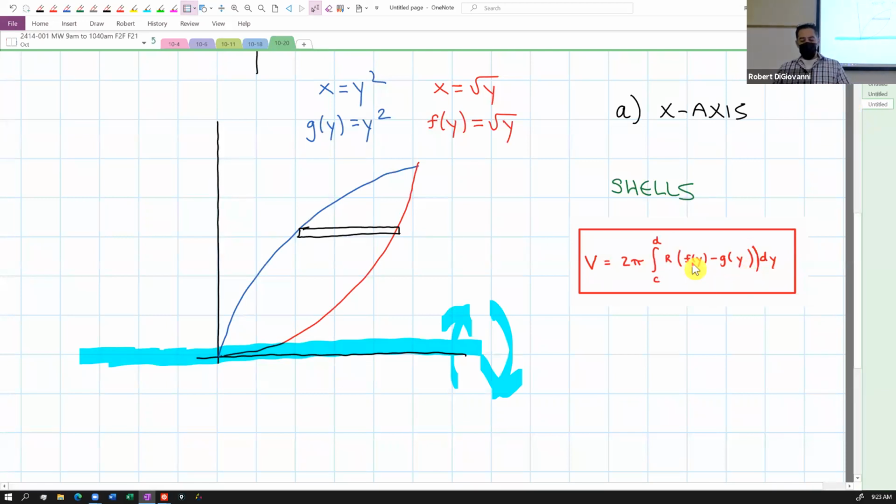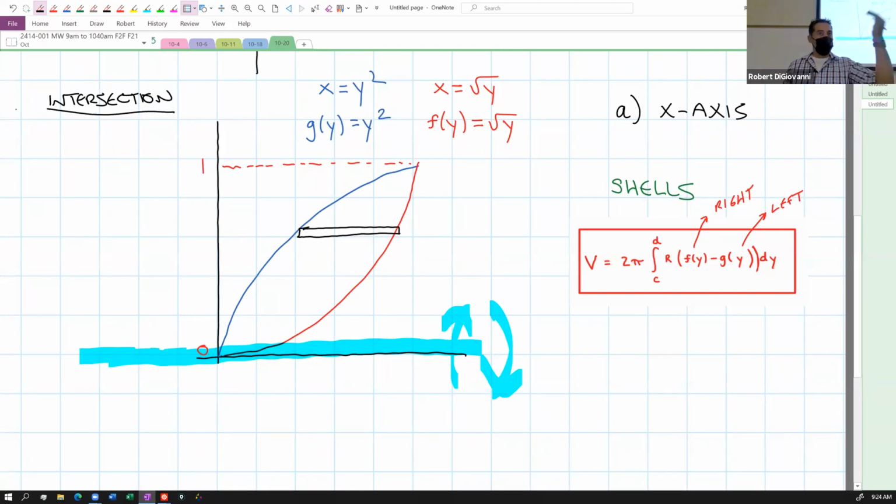Okay, so I know this is the function that's on the right side. This is the one that's on the left. And then let's get C and D. Do we know C and D? Those are going to be y values, not x values. So 0 here and 1 here. Now, if you didn't know that, you could set the two equal to each other to find the intersection.